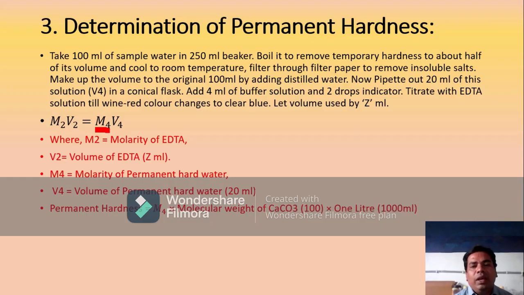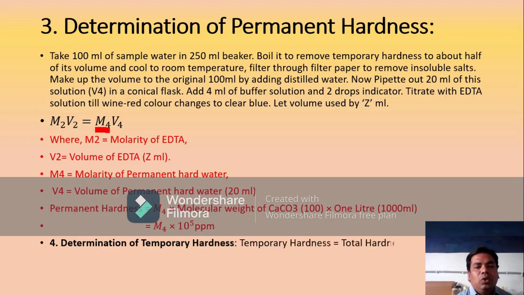Here we are going to find out permanent hardness. So permanent hardness is equal to M4 into molecular weight into 1 liter. Already we saw this in step 2, the same process; in place of M3 we are taking M4. So that is equal to M4 into 10 to the power of 5 ppm. This is how we can determine the permanent hardness also.